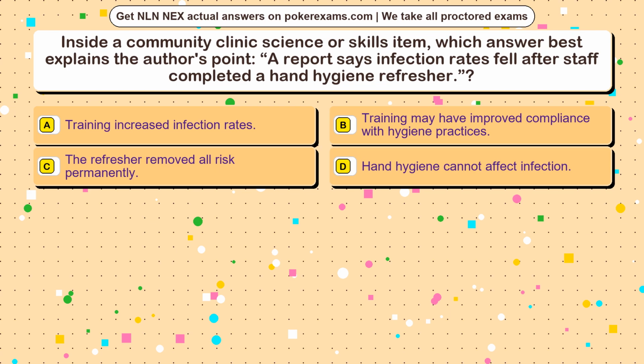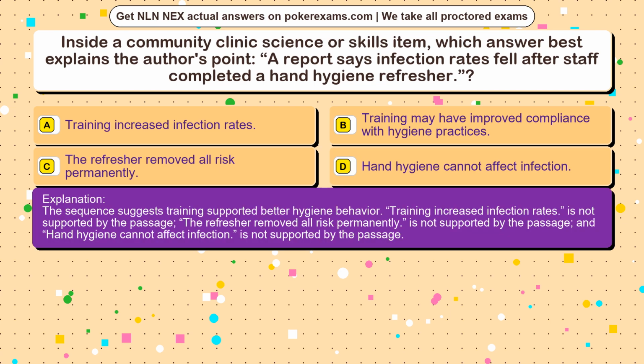The correct answer is option. The sequence suggests training supported better hygiene behavior. Training increased infection rates is not supported by the passage. The refresher removed all risk permanently is not supported by the passage, and hand hygiene cannot affect infection is not supported by the passage.